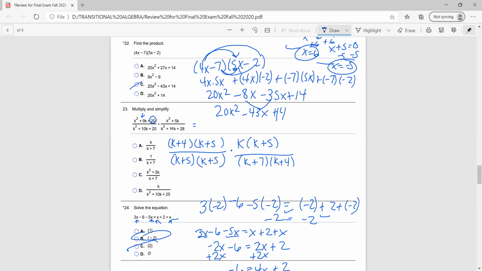Now, anything that you have that's the same on the top can cancel out with something that's the same on the bottom. So for instance, I've got a K plus 4 and I've got a K plus 4. I've got a K plus 5 and a K plus 5. I've got another K plus 5 and another K plus 5. Okay, so all I have left is K over K plus 7. These K's cannot cancel out here because this K is not being multiplied by the 7. We had all of these divided into multiplication. Okay, so the correct answer on 23 is A. So that is the final review.